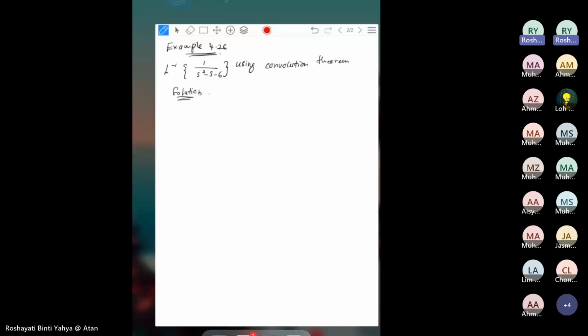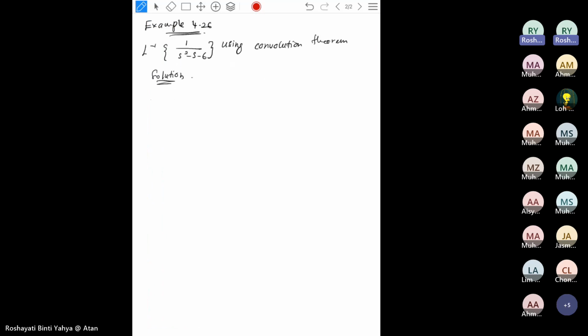So the first one, if you refer to the module, page berapa? 4.26, yeah. 4.26, page 100. 130. 130. Okay. Okay, 130.